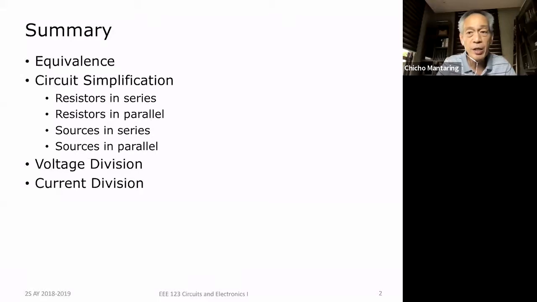So this is the summary of my lecture this afternoon. First, we're going to take up the principle of equivalence. Then we're going to take up circuit simplification. For circuit simplification, there are four particular cases which we will take up: resistors in series, resistors in parallel, sources in series, and sources in parallel. These are not the only circuit simplification techniques. There are other techniques that you're going to learn in your future courses. And then we'll take up the principle of voltage division and the principle of current division. Okay, so let me start with equivalence.